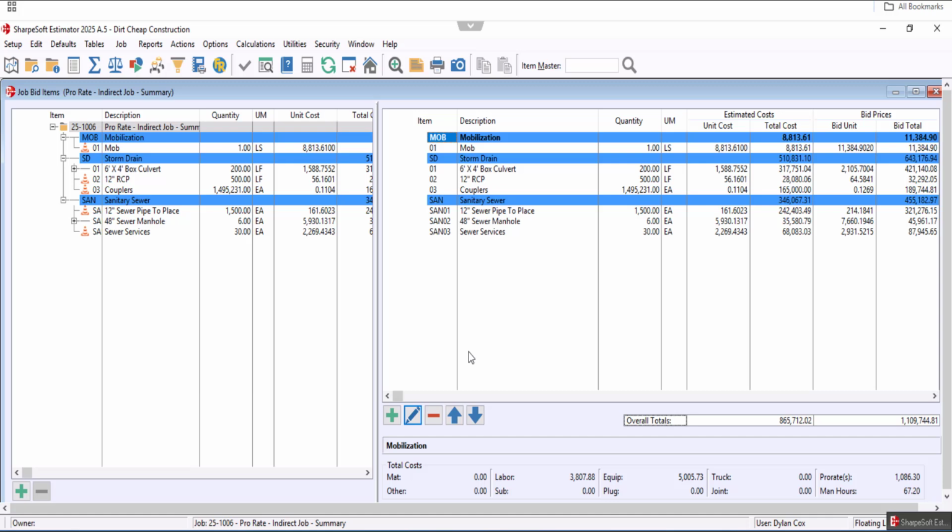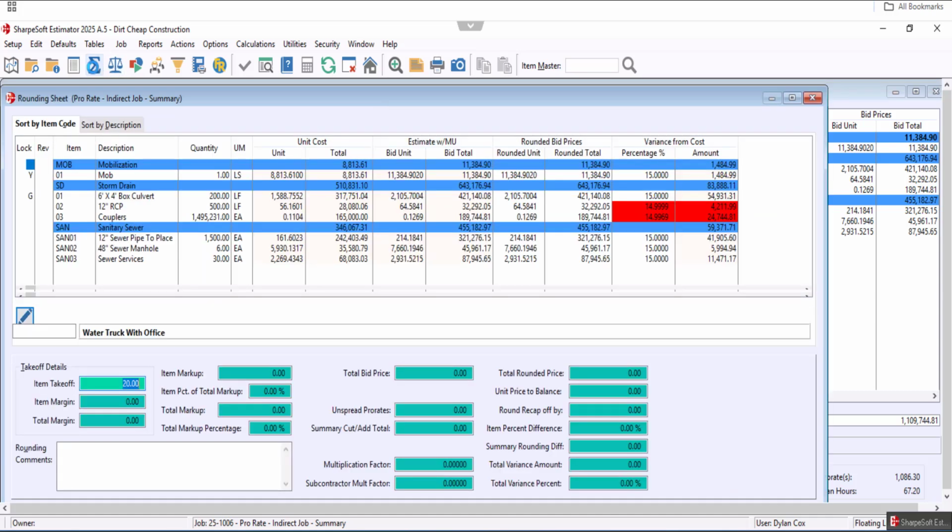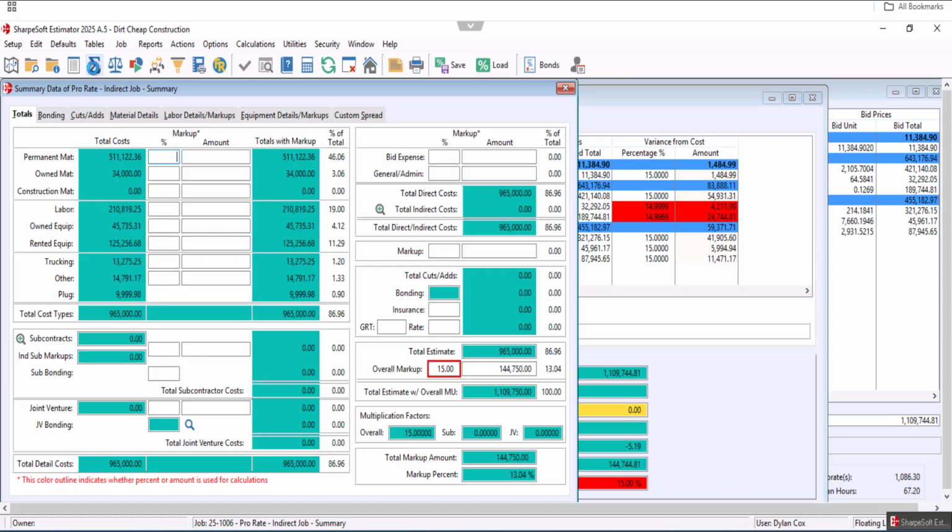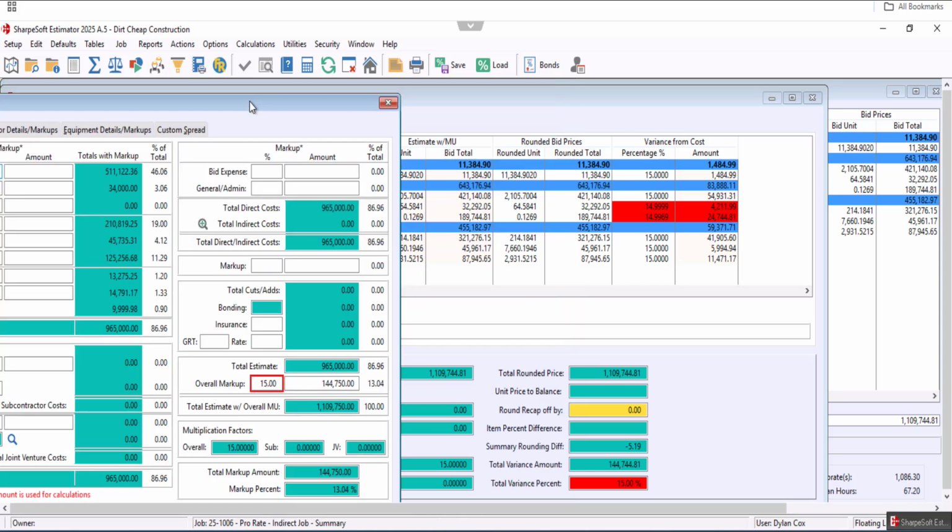Today we're going to be going over a very specific issue that comes up in jobs with excessive bid item quantities, and that's differences in the final bid total between the summary sheet and the rounding sheet. If I can display that really quick, we'll open our rounding sheet and then our summary sheet. Let me move the summary sheet out of the way.